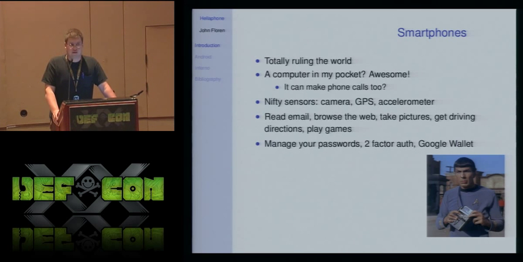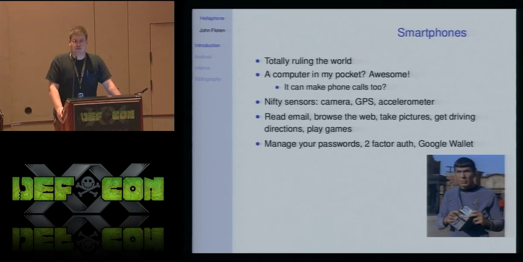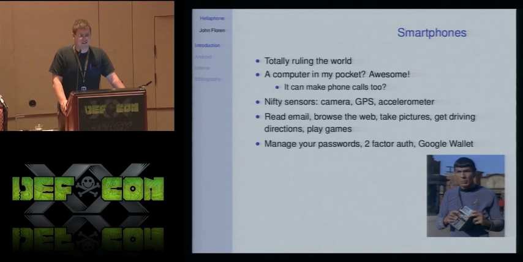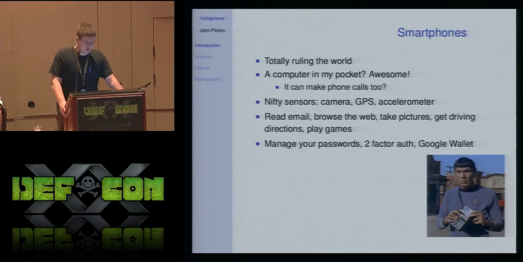My girlfriend is a biochemical engineer, and she hasn't actually opened her laptop in months. She just uses her phone for everything. I'm not quite at that stage, but a lot of us, I think, are getting closer. You can use it to manage your passwords, do two-factor authentication, pay for stuff. So they're really becoming very ubiquitous, kind of this ubiquitous computing platform that we've been talking about for so long.